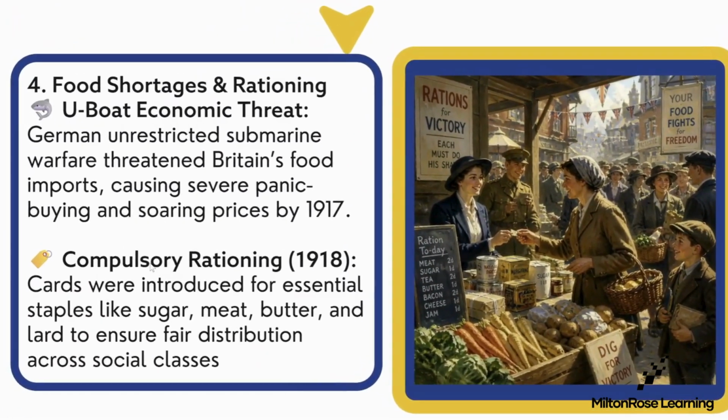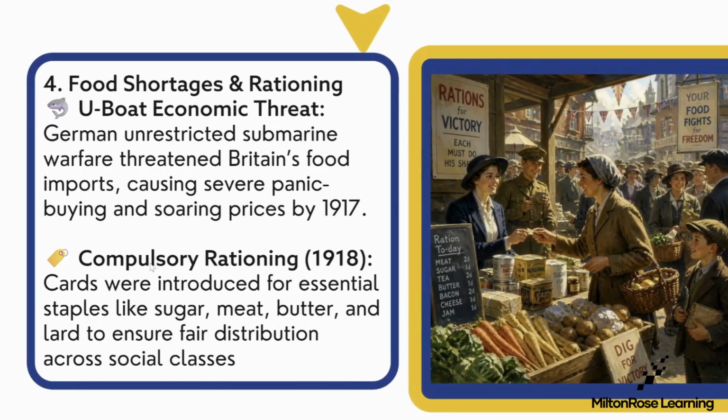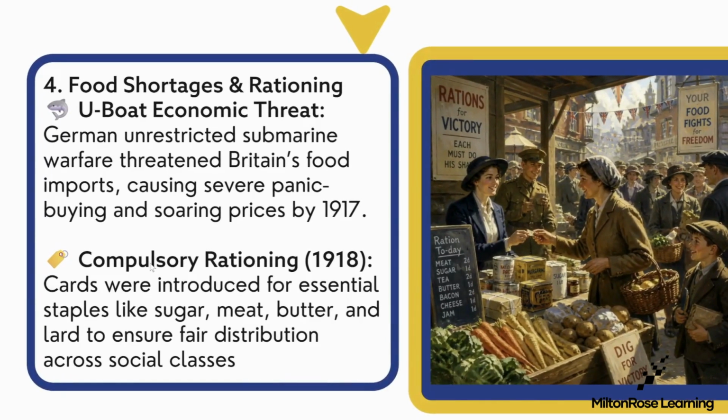Well, this is one which was not popular at all, for understandable reasons. Food shortages and rationing. There was a U-boat economic threat, especially against Britain. German unrestricted submarine warfare threatened Britain's arteries and supply lines, and ultimately our food imports coming from our colonies in Canada, but also from America, a friendly nation. And it caused severe panic buying and soaring prices by 1917, because food was getting gradually squeezed as the merchantmen were getting sunk in the Atlantic.